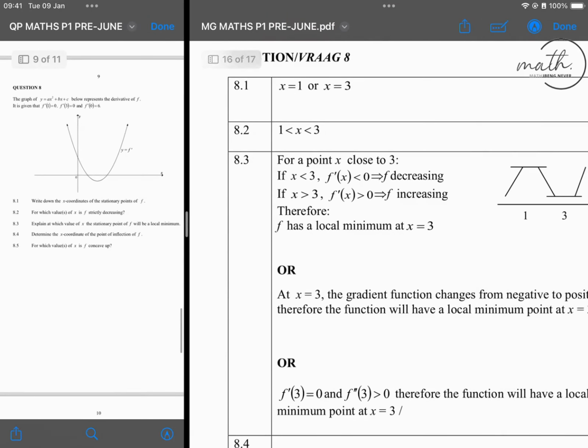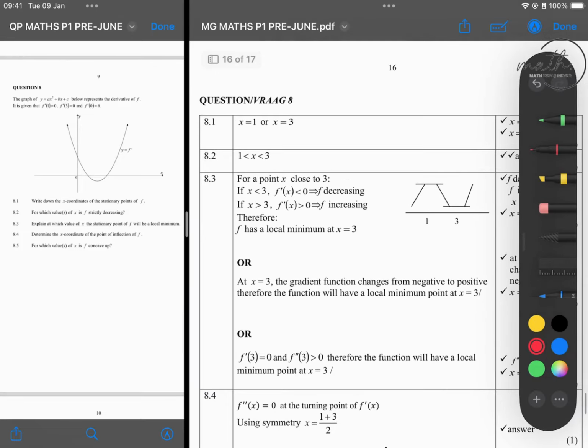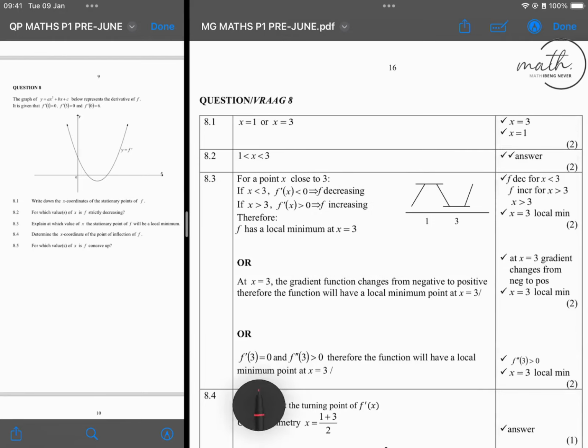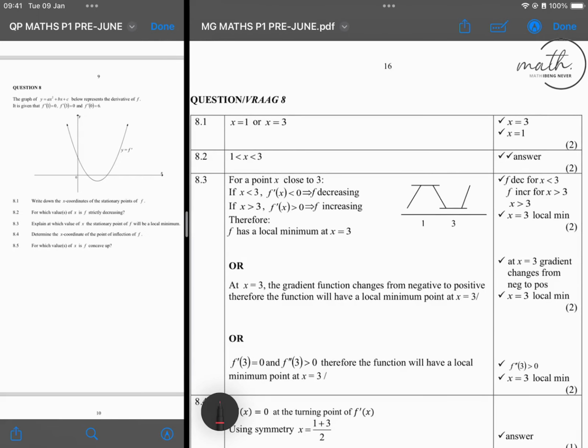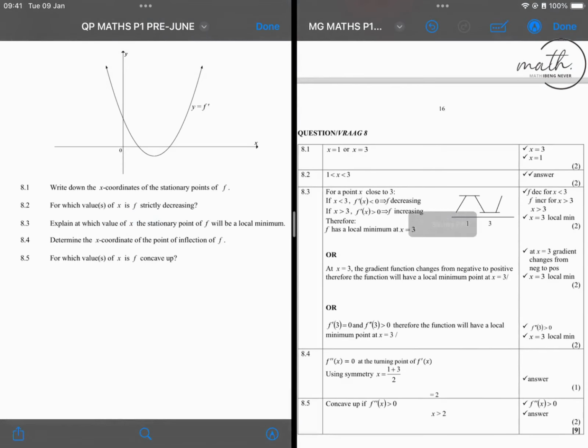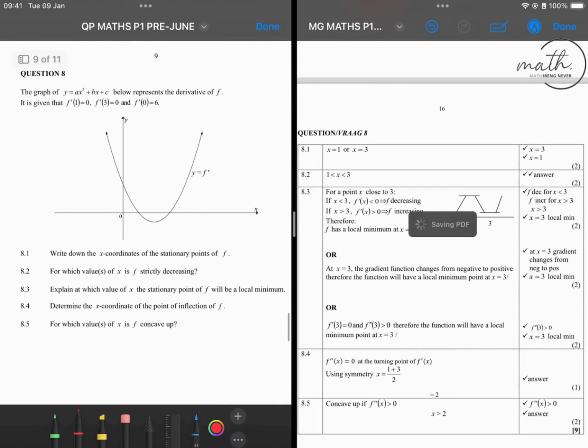Question 8. Question 8 is the cubic function question, okay? So it says the graph of y equal to ax squared plus bx below represents the derivative of f. Oh, so f, again, f as a cubic, they just drew its derivative. So it is given that this is important, so I'll just put them here for this case. So this is the inverse.